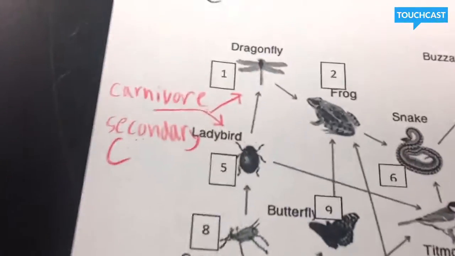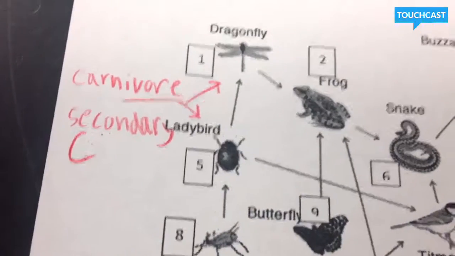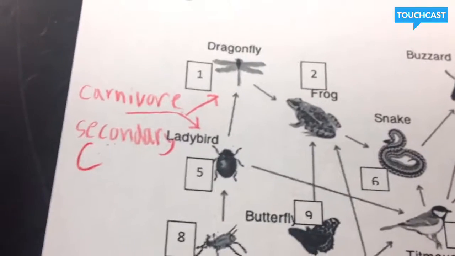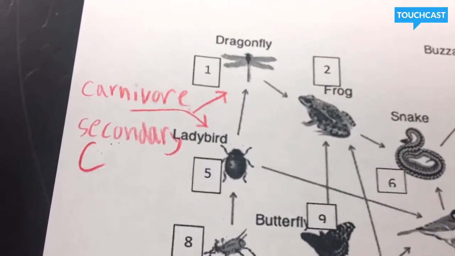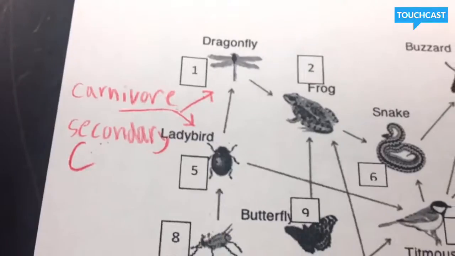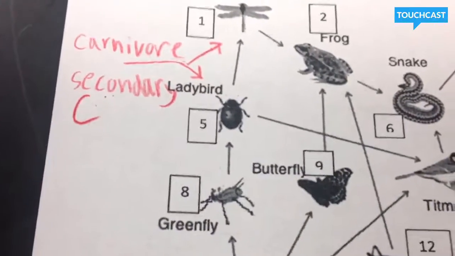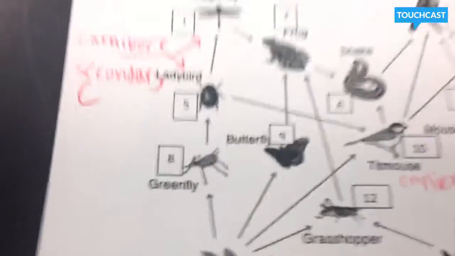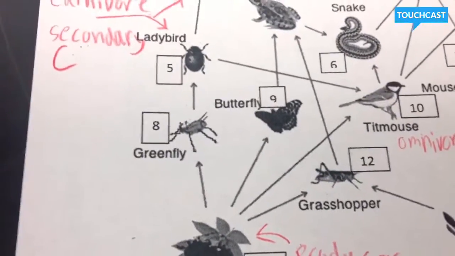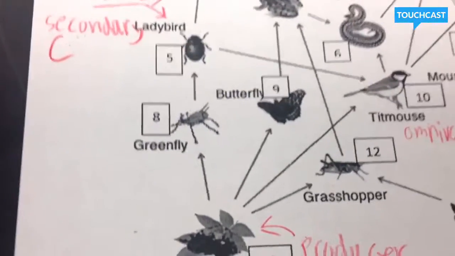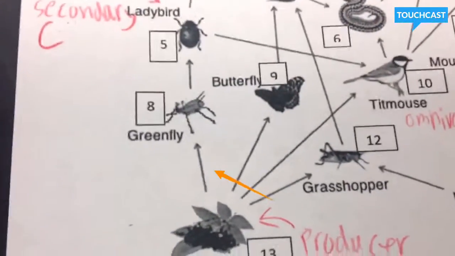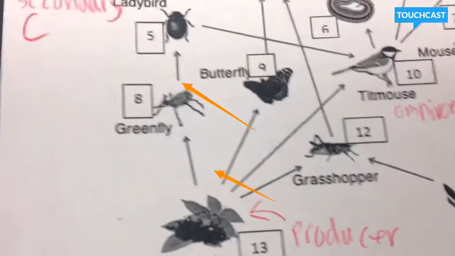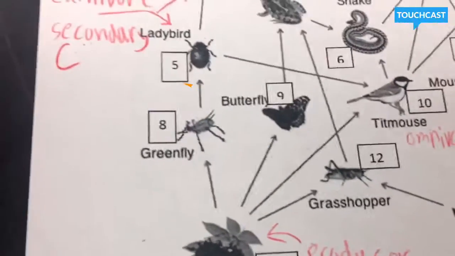Now a secondary consumer is going to be a carnivore or an omnivore that gets eaten. So if y'all look here, the ladybug gets eaten by the dragonfly, but he eats the green fly, making him a secondary consumer. See the way his food chain here has two links, a link here and a link here? That's why it's called secondary consumers. You have two or more links in your food web.